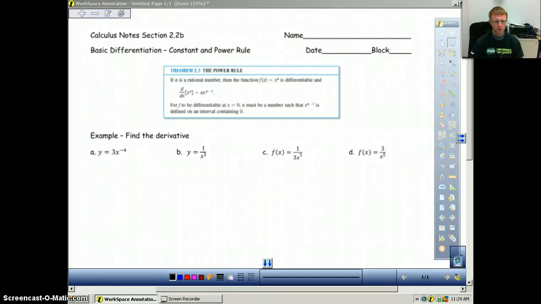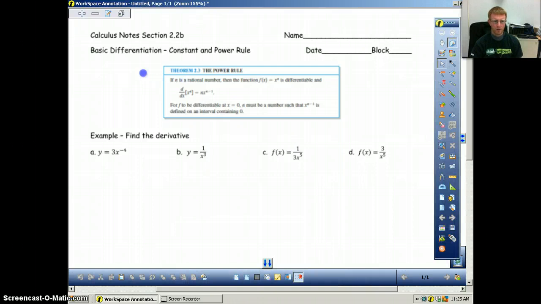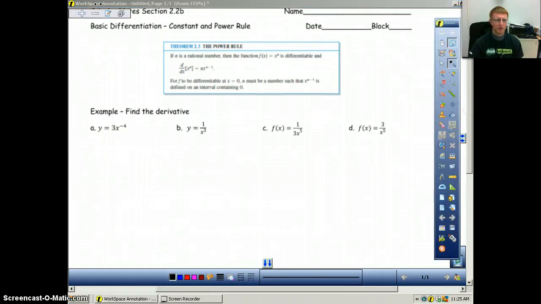This is 2.2b. What we're going to do here is continue on with our constant and power rule, but we're going to add one little element. Before, we talked about the power rule, and it's going to work the exact same way for this section too, but what we have to get comfortable with is using negative exponents.